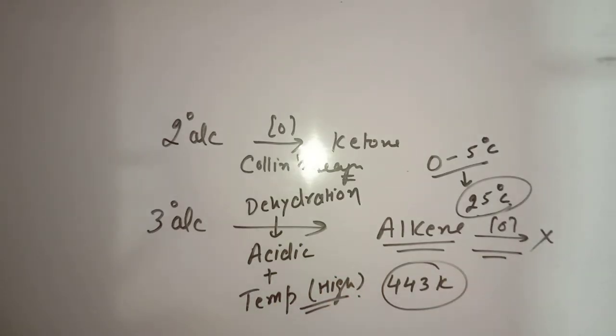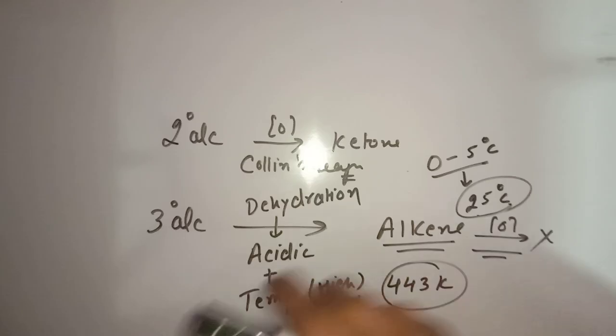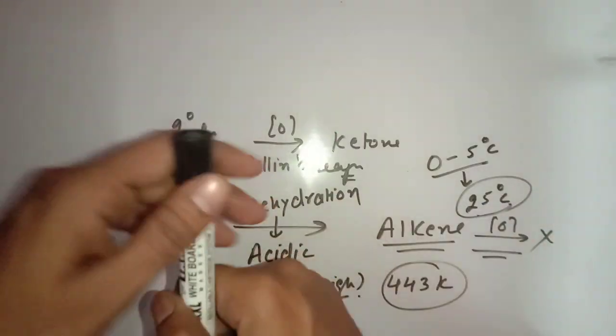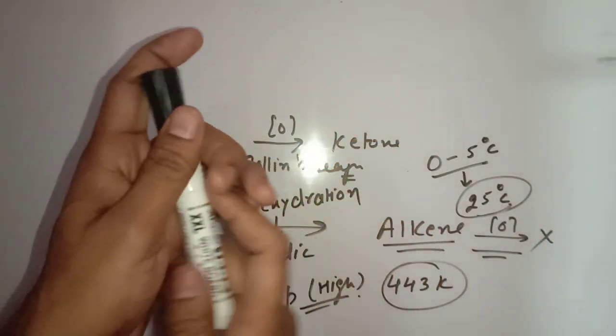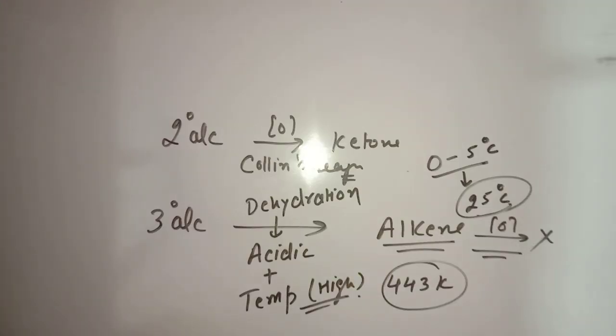That's it. This is the end of Collin's reagent and its mechanism. 2 degree, 3 degree alcohol, this dehydration, alkene, enols, you can check from the previous videos. Every information is there. Please check it. That's it. This is the end of the video.